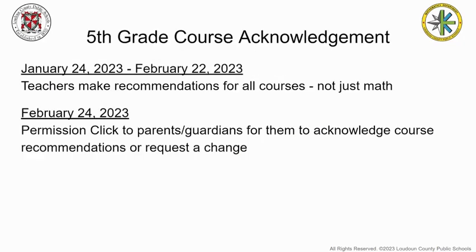From January 24th through February 22nd, all teachers will be making course recommendations for all courses, not just math. On February 24th, schools will send a permission click to parents and guardians for them to acknowledge course recommendations or request a change. If parents request a change, school teams will look at all available data as well as the request to make decisions about courses.